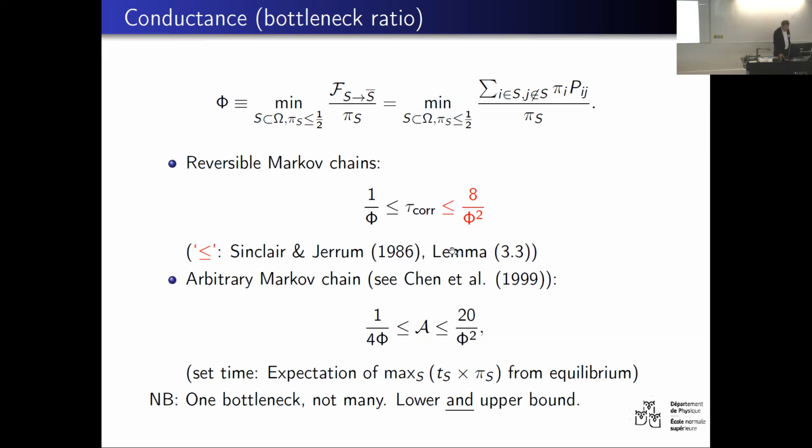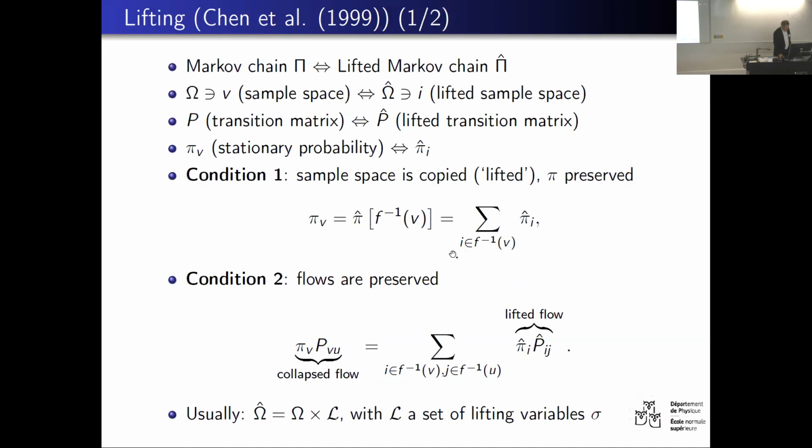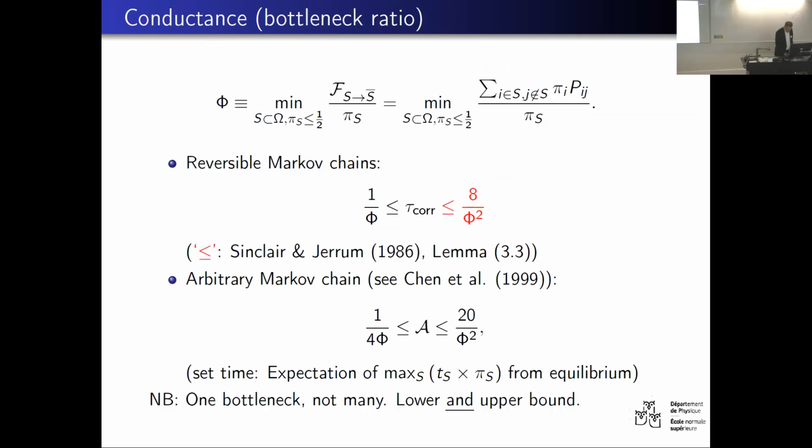Sorry, what was A? Well, I tried to be short, but we can discuss that later. This is called the set time. It cannot be the mixing time because there are some Markov chains that don't mix. So it's the set time, the time to reach the set multiplied by pi of S. So it's some generalization of the mixing time. Okay, so I can think of it that way. Yeah, you can say that.